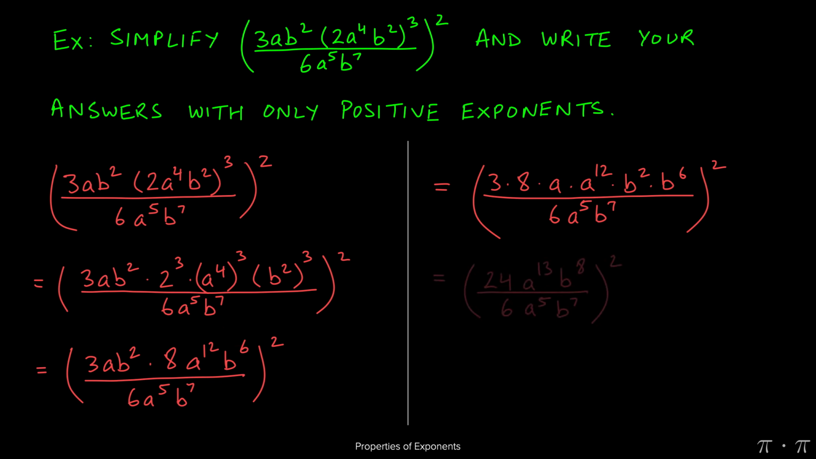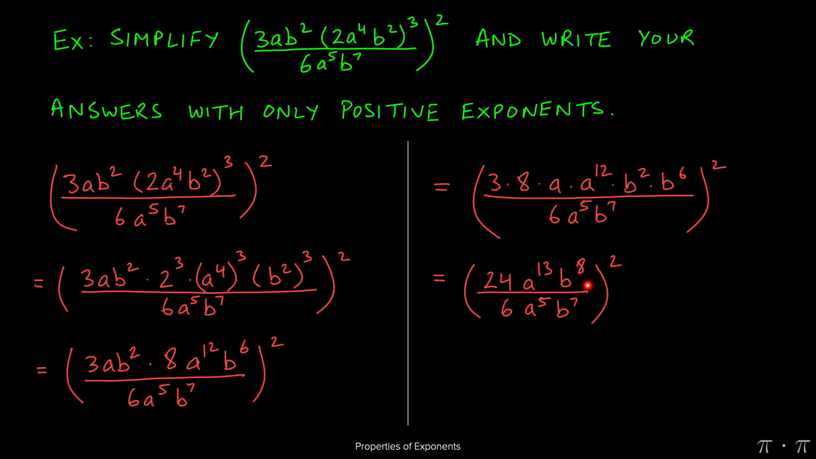Now simplifying this on the right-hand side, 3 times 8 gives us 24. Since bases are the same and we're multiplying, we add the exponents. 1 plus 12 gives us 13. Same property here. Product rule states that 2 plus 6 will yield a power of 8 for b. The denominator stays as is, and the power of 2 on the outside stays as is as well.